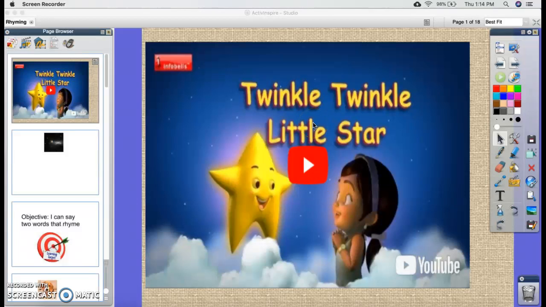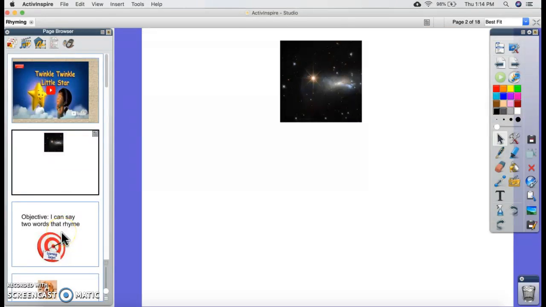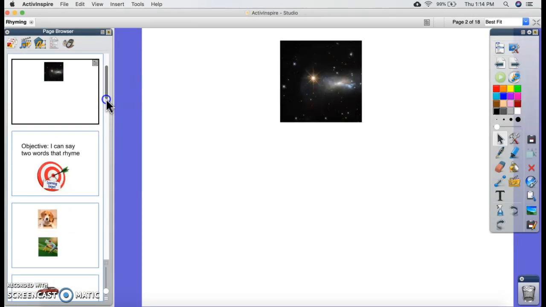Okay, so this is my Promethean board lesson for rhyming in kindergarten. The first page has a background on it, which I picked from the ones available, and this also has my video of Twinkle Twinkle Little Star to hook them and introduce them to rhyming. And so we can think about what word rhymed with star in the song.